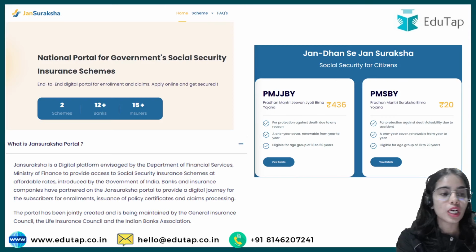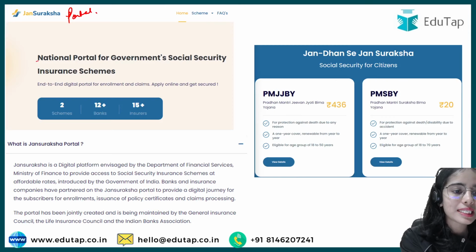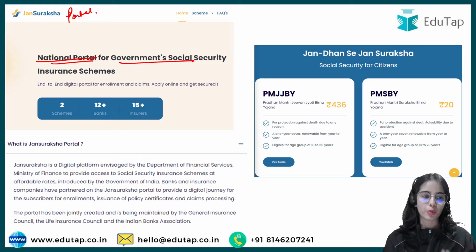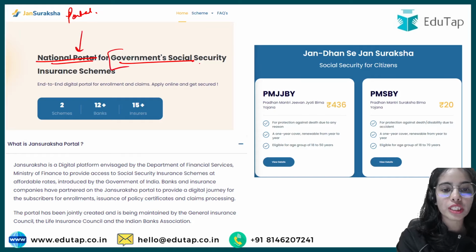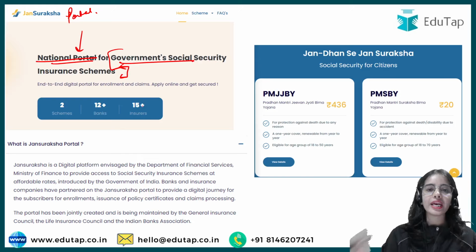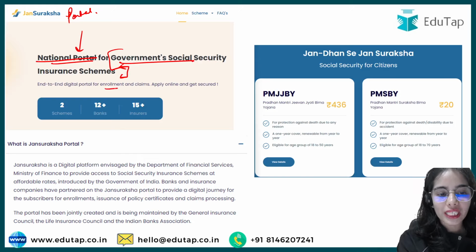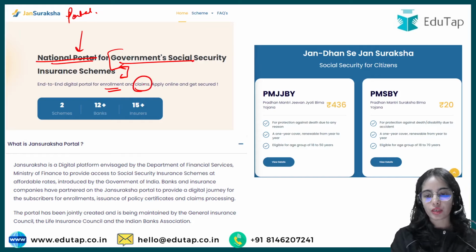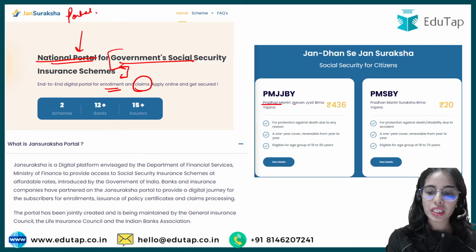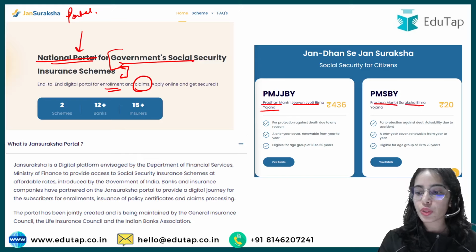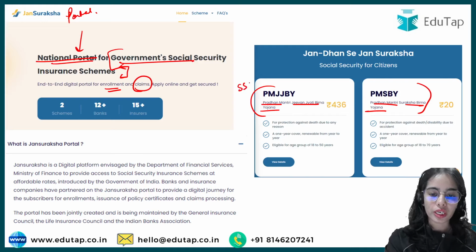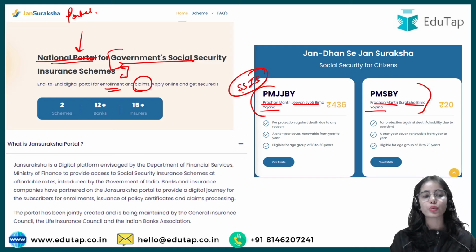So let's see this. The Jan Suraksha portal is the national portal for the government's social security insurance schemes, and this portal provides an end-to-end digital process for enrollment and claims. Through this national portal, you can easily access the Pradhan Mantri Jeevan Jyoti Bima Yojana and the Pradhan Mantri Suraksha Bima Yojana. These are the two social security insurance schemes that you can access through this national portal.